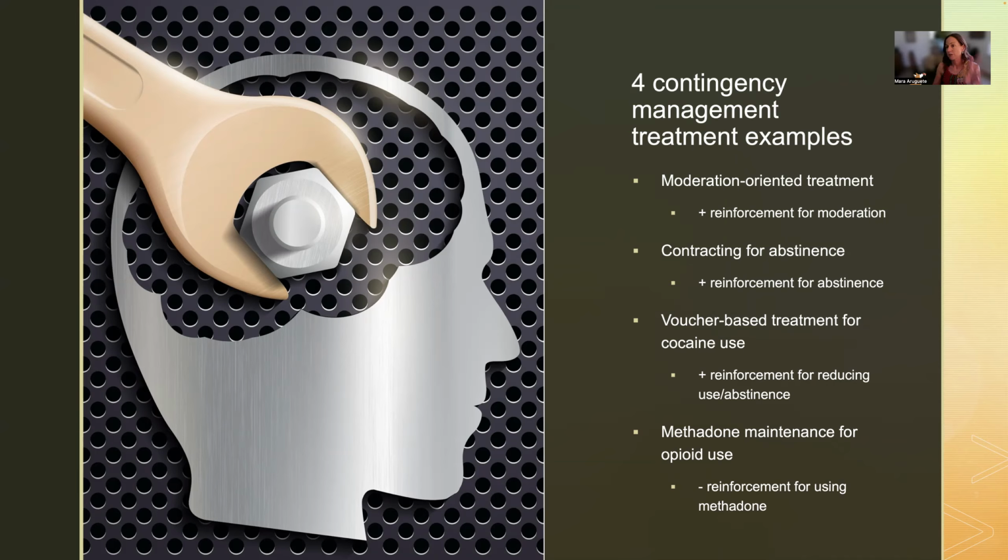Contracting for abstinence is for those who choose to stop altogether, or who need to stop altogether, maybe because of a medical condition or something like that. This would be positive reinforcement aimed at abstinence. Voucher-based treatment for cocaine use is for people who have cocaine use disorder, and this would be a positive reinforcement for reducing cocaine use or abstinence from cocaine use.